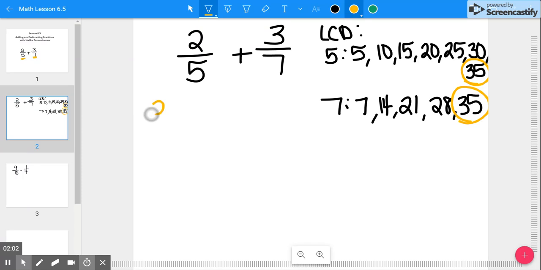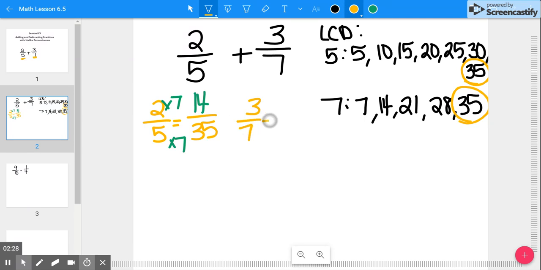So I'm asking myself, 2/5 equals what number over 35? Because now I need to find my equivalent fractions. So I know that 5 times 7 gives me 35. So what I do to the bottom, I do the exact same thing to the top. So now I'm at 2 times 7, and that equals 14. So now if I go to 3/7, I'm saying that equals something over 35. So 7 times 5 got me to 35. So what I do to the bottom, I do the exact same thing to the top. So 3 times 5 is 15.